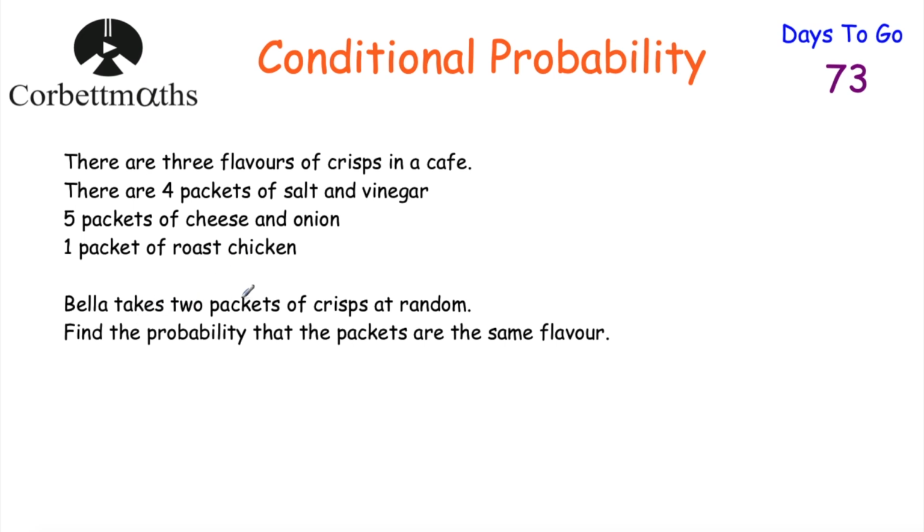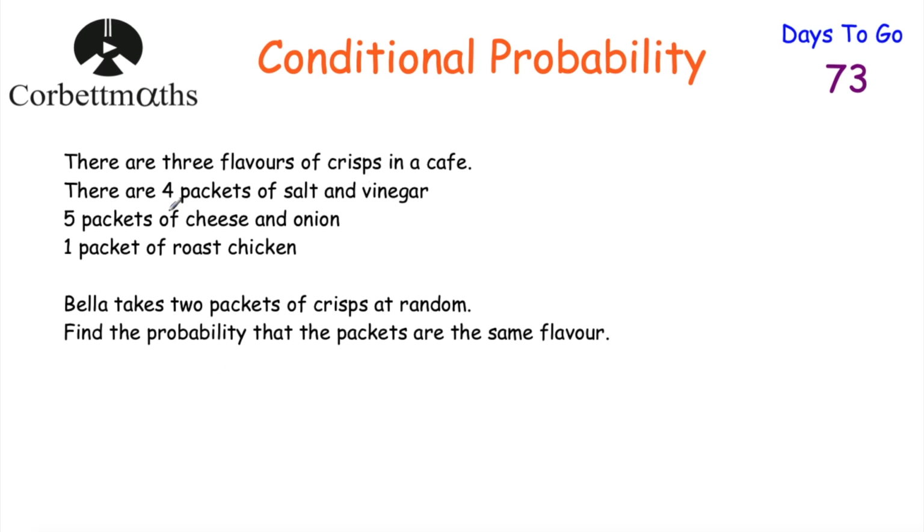And Bella's going to take 2 packets of crisps at random. So she's picking 2 flavours, or 2 packets of crisps at random from these packets of crisps. And the question says, find the probability that the packets are the same flavour. So I want you to pause this video now and see if you can find what's the probability if Bella takes 2 packets of crisps at random without replacement from these packets, what's the probability that the 2 packets will be the same flavour. So have a go at that now.